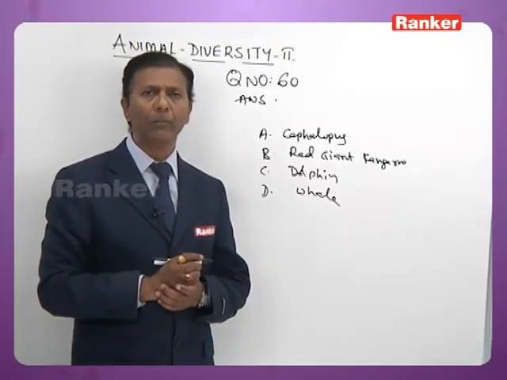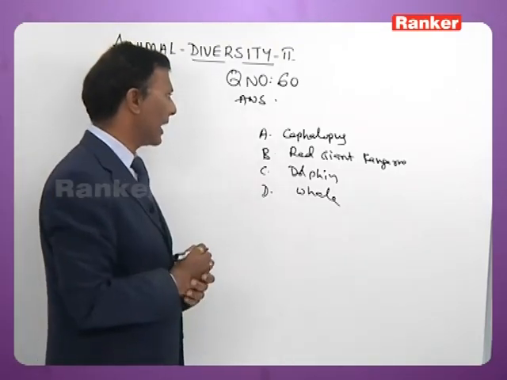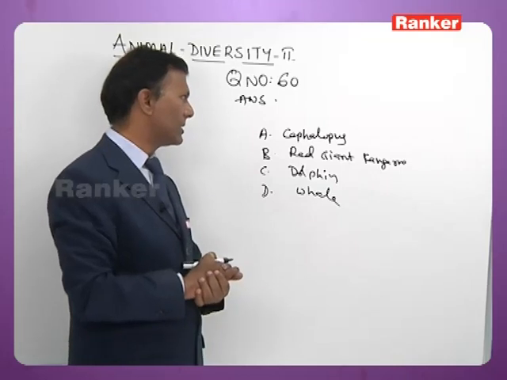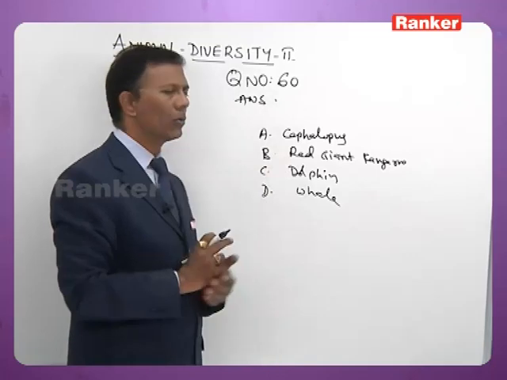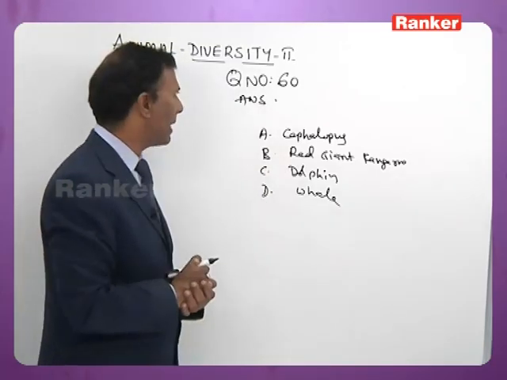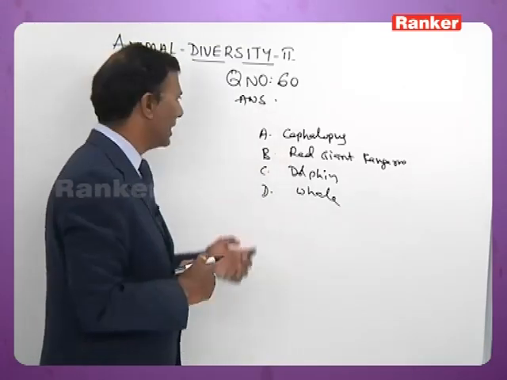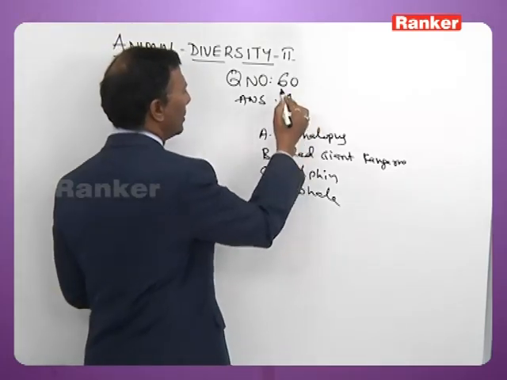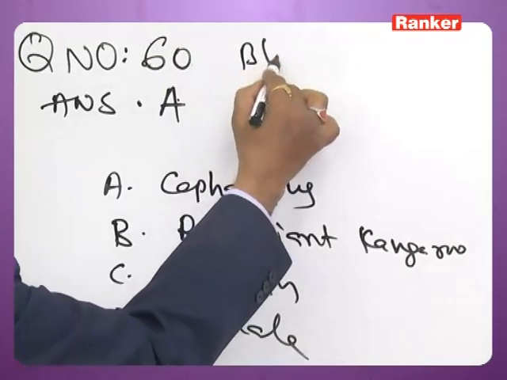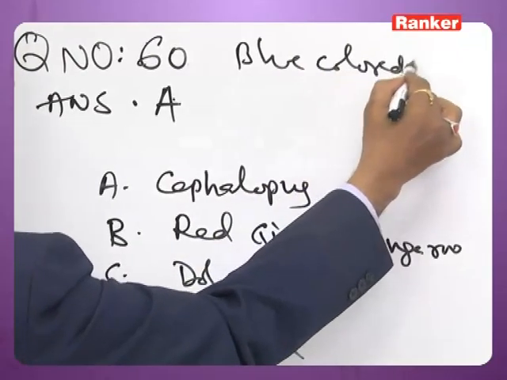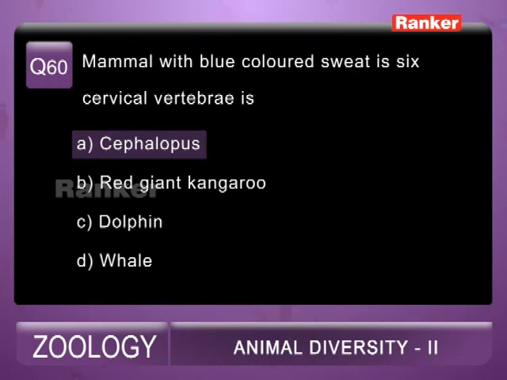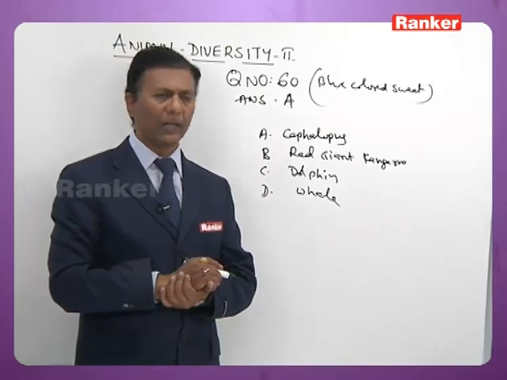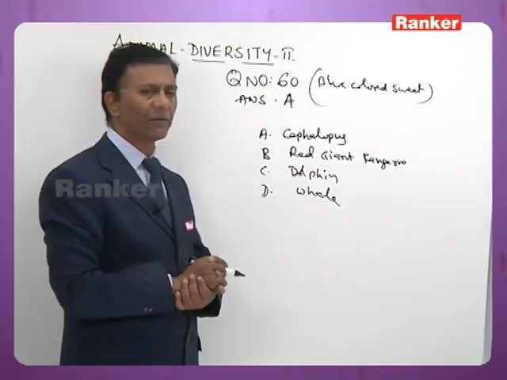What is the question here? The mammal with blue colored sweat. The correct option is Cephalopus. Cephalopus is a mammal with blue colored sweat. In the red giant kangaroo, the sweat is red in color. So the mammal with blue colored sweat is A, Cephalopus. So the correct answer for the 60th question is A.